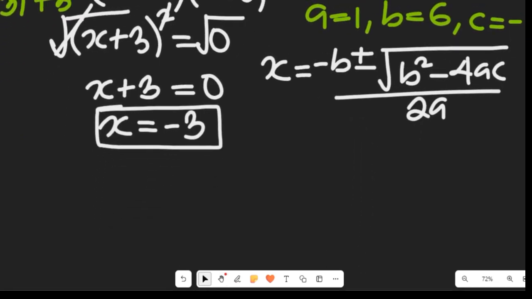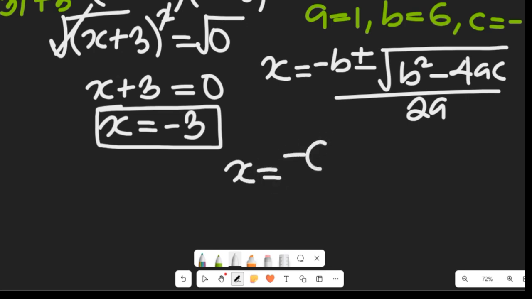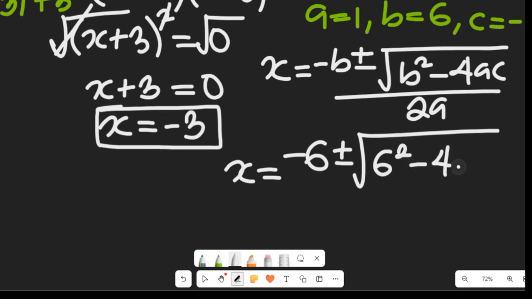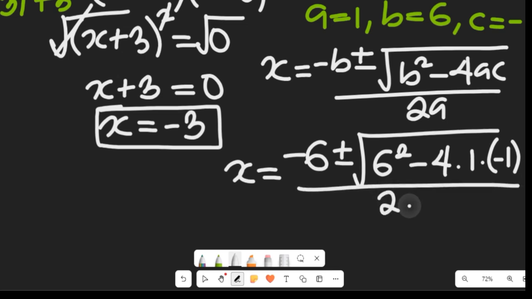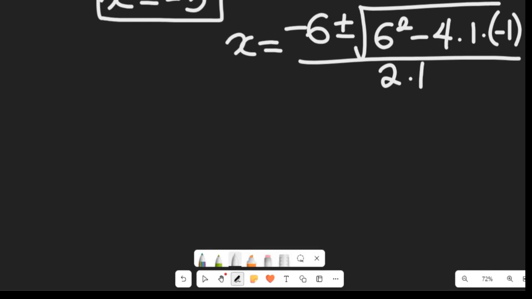So what do we have? From that expression, we can find a value of x to be equal to negative what? -6 plus or minus square root of, what do we have here? 6 squared minus 4 multiplied by 1 multiplied by -1, and all this will be divided by 2 multiplied by 1. So from here, we can find the value of our x.